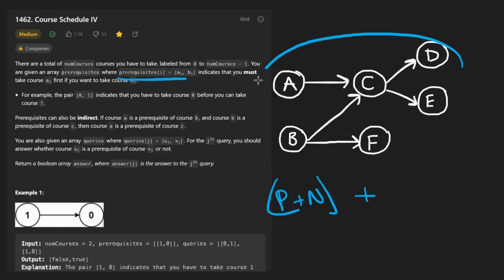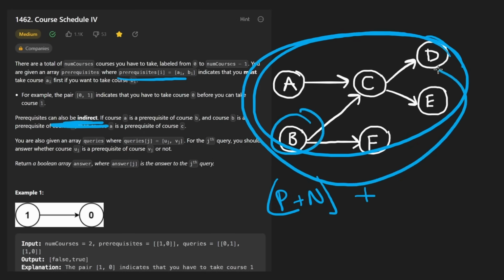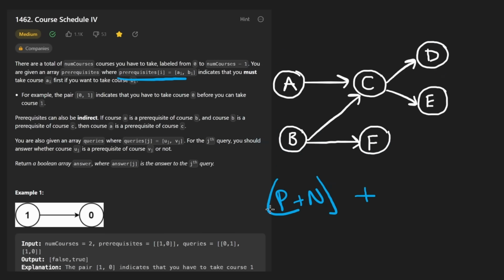We're going to first visit the entire graph, populating the indirect prerequisites for every single node. And then once we've done that with a single DFS, we're going to actually start answering the queries here, which we're going to do in time complexity Q. That's how many queries we have. And to answer each query is going to be a constant time operation. So this is going to be Q times 1.